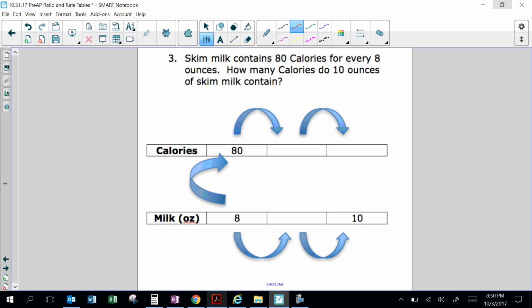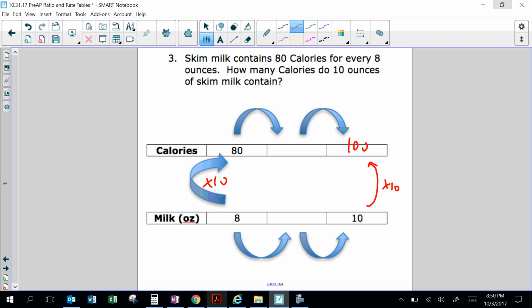Number 3, skim milk contains 80 calories for every 8 ounces. How many calories do 10 ounces of skim milk contain? So let's do up and down. Maybe we see it this way, between. How do you turn an 8 to an 80? A scale factor of 10. So that is 100 calories. One way you can see it.